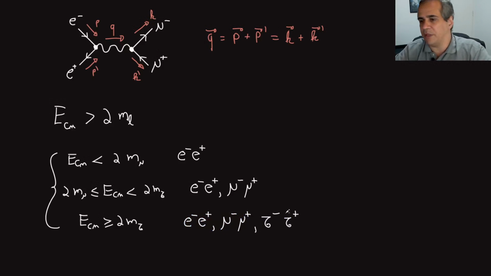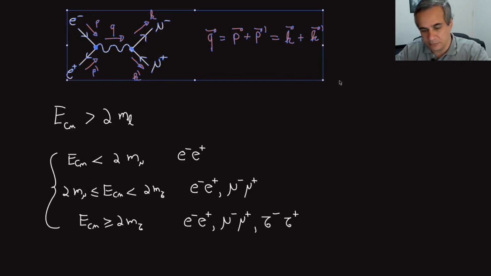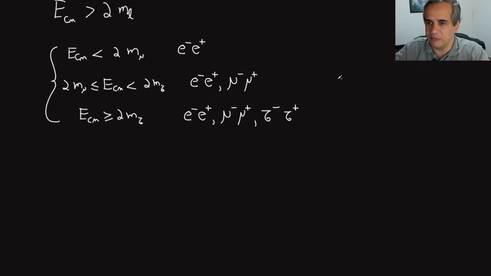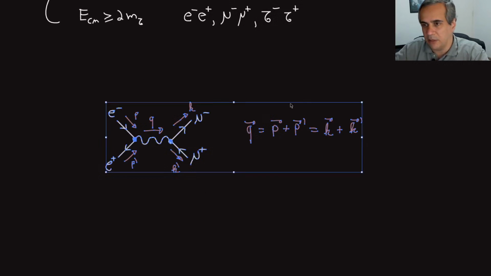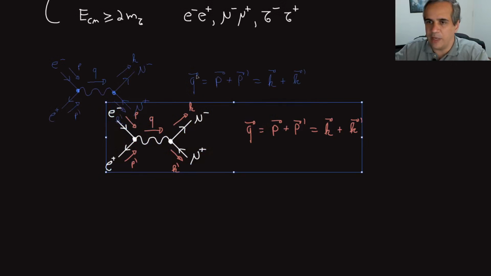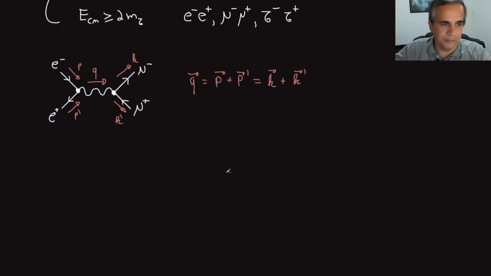And I have to calculate the relative probabilities here if I want to, right? But let's calculate the muon production, mu minus mu plus. So let me just copy this because I won't have too much space here. And I'll write the Feynman rules for this.